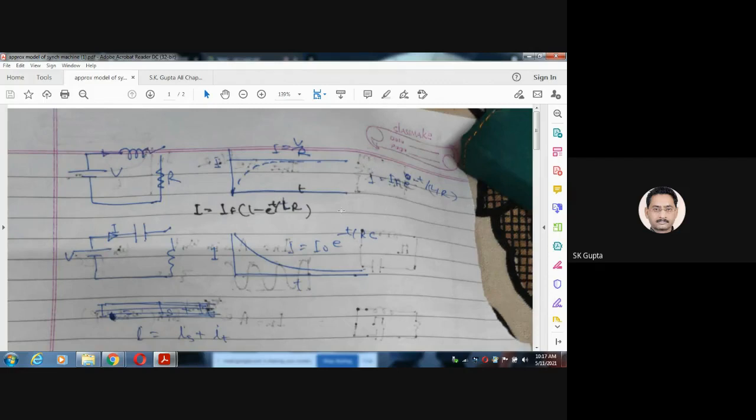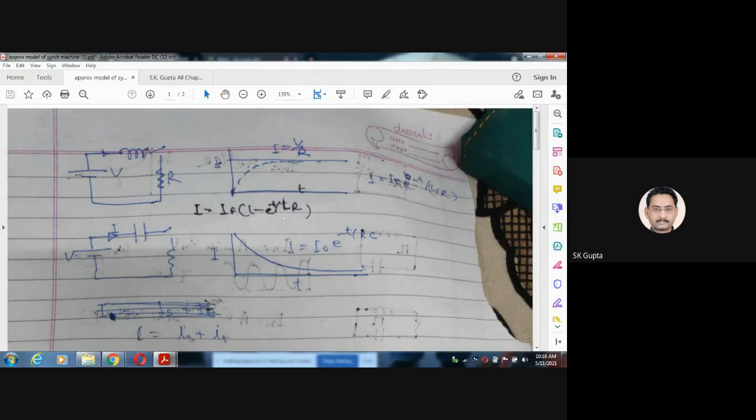Okay. Similarly, in case of a capacitor here, the current flowing into this, when you switch on, is equal to I0 e to the power minus t by RC. It means at t equal to 0, the capacitor will behave as a short circuit in DC, and the current will be V by R. The capacitor will go on charging, and finally when it is charged, this voltage will be equal to the source voltage and the current will be equal to 0.